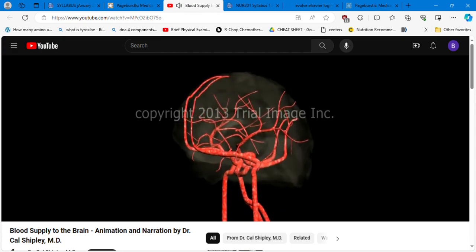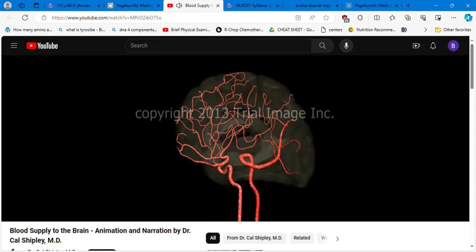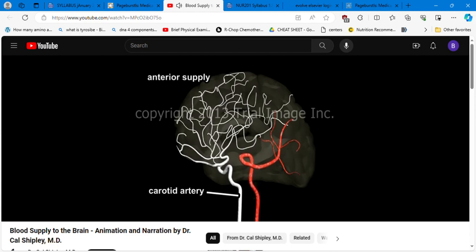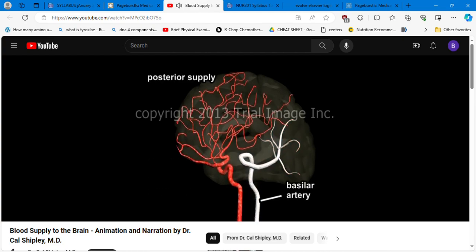Rotating the brain so that we have a view from the left side, we can now more clearly see how the anterior supply, originating from the carotid arteries, distributes blood primarily to the middle and front portions of the brain. 2 of the major arteries in the anterior circulation are the anterior and middle cerebral arteries. And the posterior supply, originating from the basilar artery, supplies mostly the brainstem and the rear portions of the brain. The posterior cerebral artery is a major vessel in the posterior circulation.